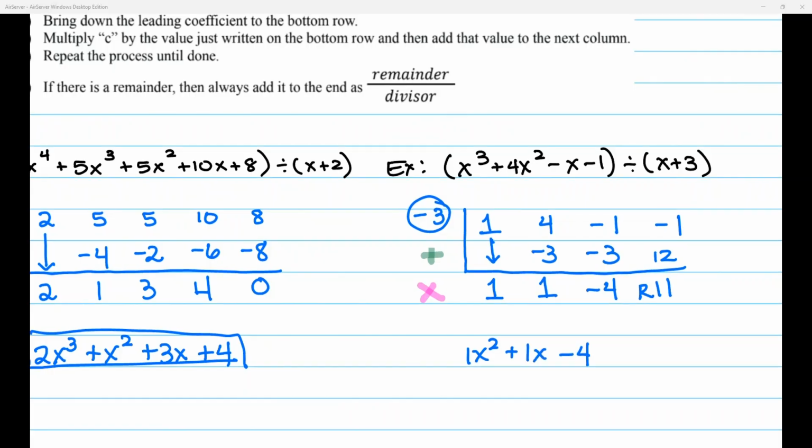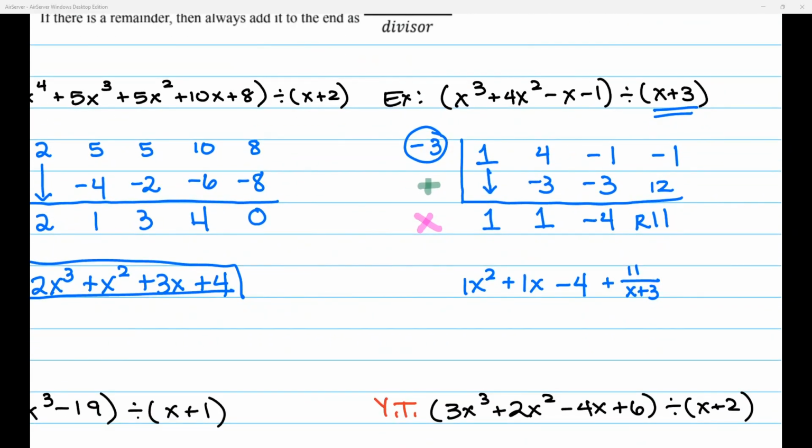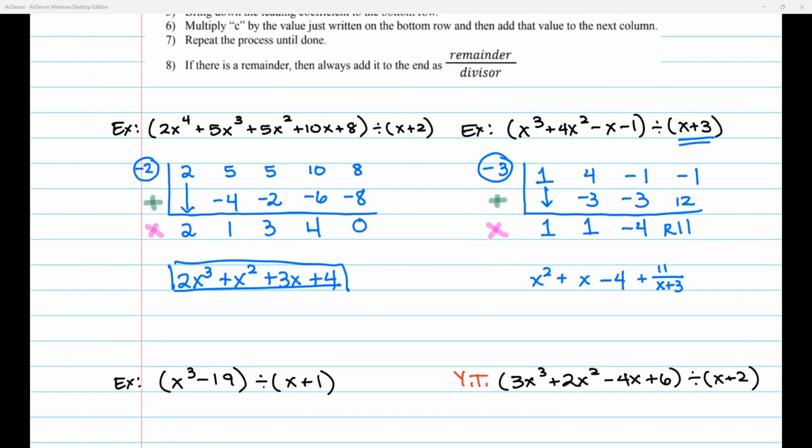Remember that your remainder is 11, positive 11, over your divisor, which in this case is x plus 3. We don't write it like this, though, so we're going to go ahead and erase those coefficients that have a 1, and I am done. Again, what did we just figure out? Well, we figured out that when I take this polynomial and divide it by this polynomial, the answer I get is something like this.